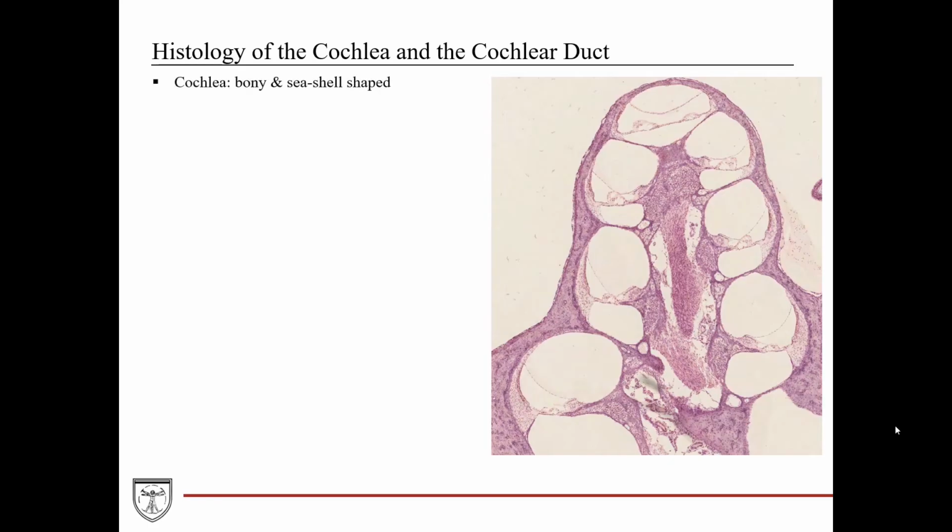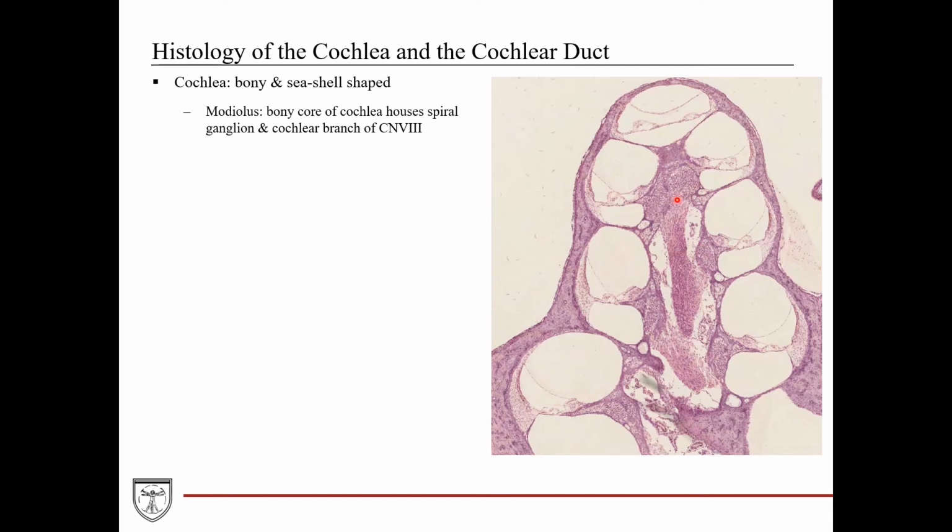And finally, the histology of the cochlea and the cochlear duct. Cochlea is a part of the bony labyrinth that is seashell shaped, and it contains in its inside this long tunnel that coils around about 2 3/4 of a turn. And in the middle of this bony cochlea, there's a bony core called the modiolus. It directly translates to the spokes, as in the spokes of a wheel.